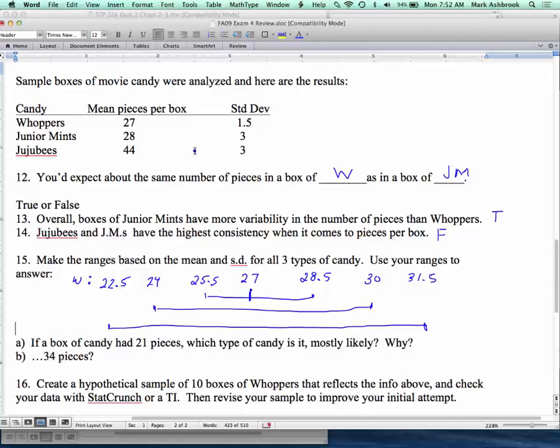All right, now if we want to create our sample, let's do our sample of 10 boxes of Whoppers. Did anyone think they came up with a good sample of 10? Can you tell me what your reasoning was? How did you think about it before you started? Well, I stayed between the initial standard deviation. The first range to the last range. Okay. And then I repeated 27 twice because it was the mean. And I just filled in numbers between.